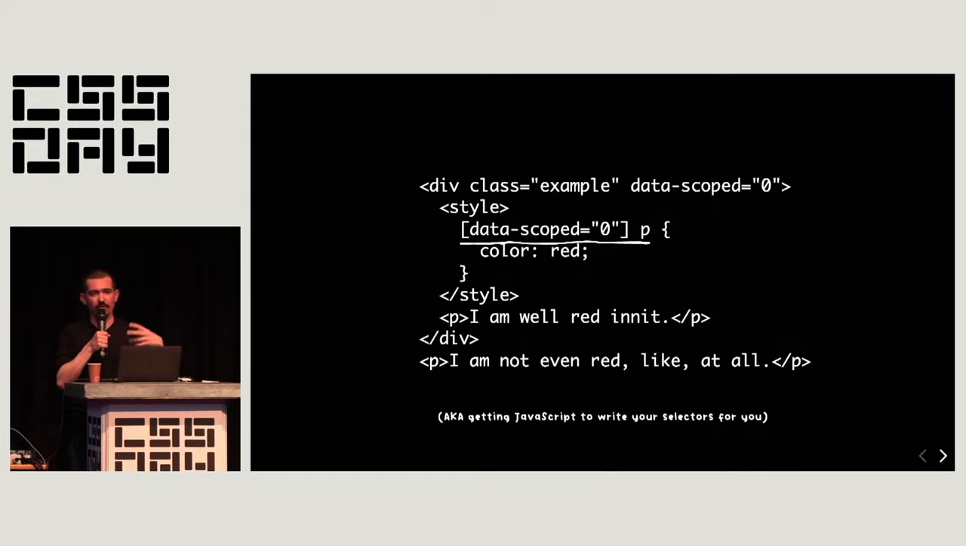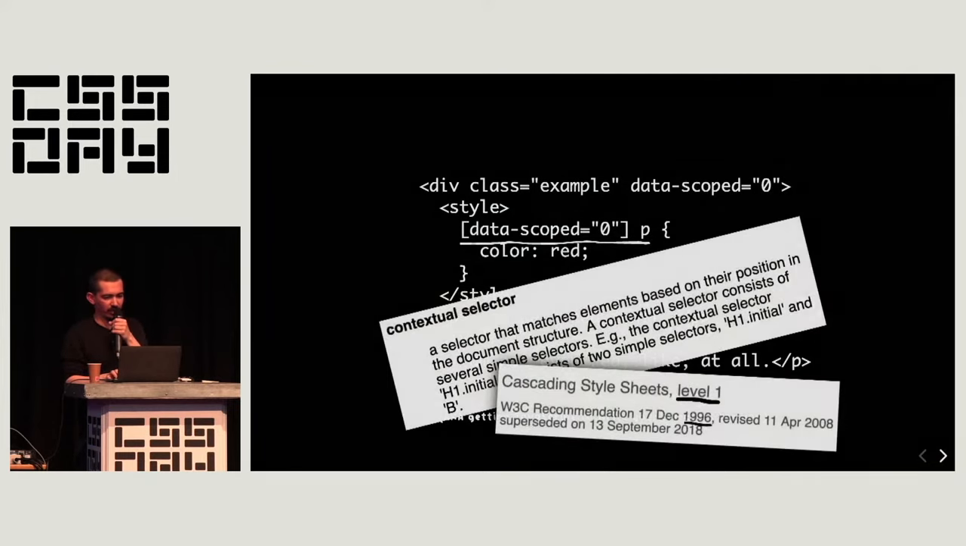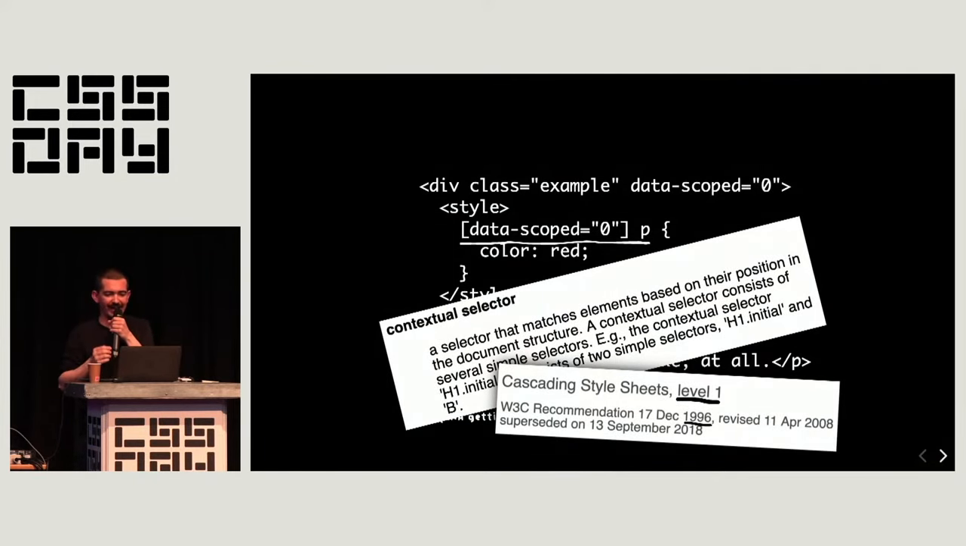It's fundamentally not doing the scoping any better. It's still CSS that does the scoping, and it's been doing that for a long time. In fact, this kind of construct is called a contextual selector, and that has been around since 1996.